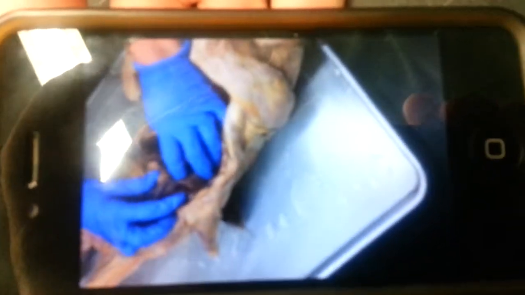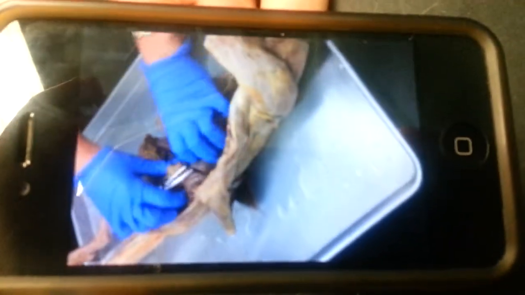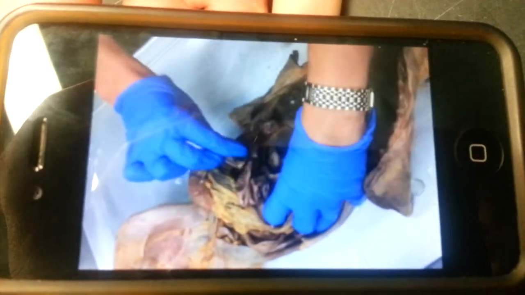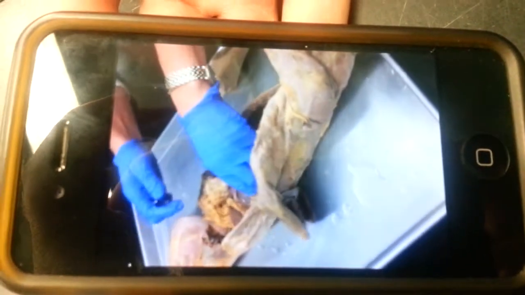In the back, I don't know, and again, I'm not an expert on cat lobes, but this one may be the quadrate lobe. I'm not sure. I would never ask you lobes of a cat. It's liver, I wouldn't do that. But you can see the liver is very dense.